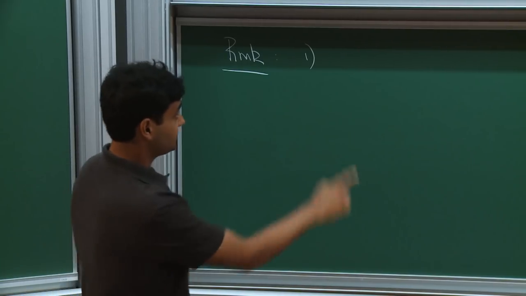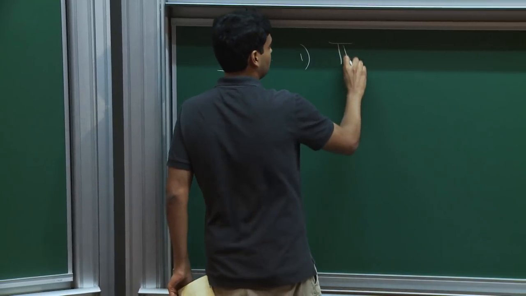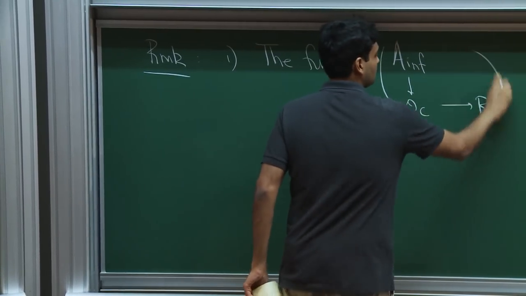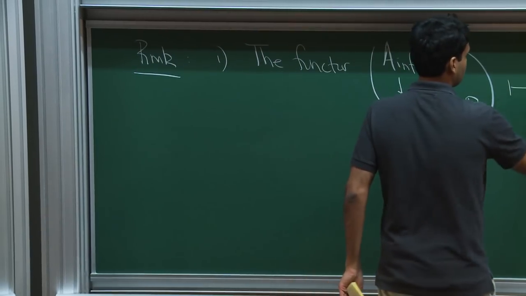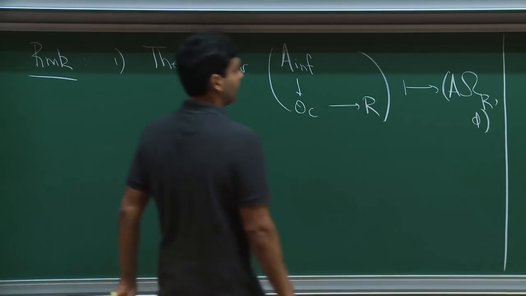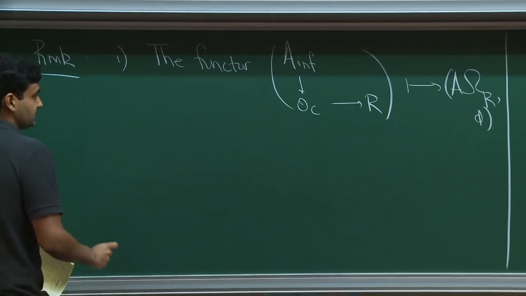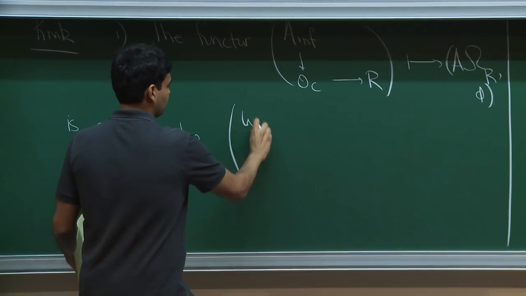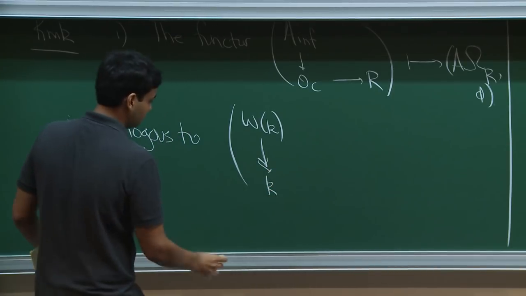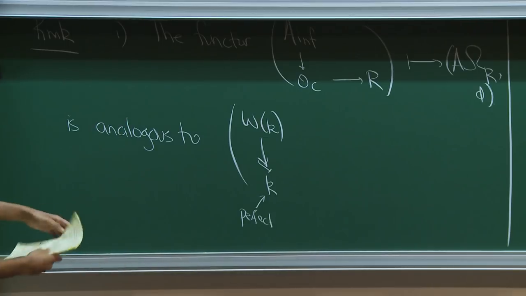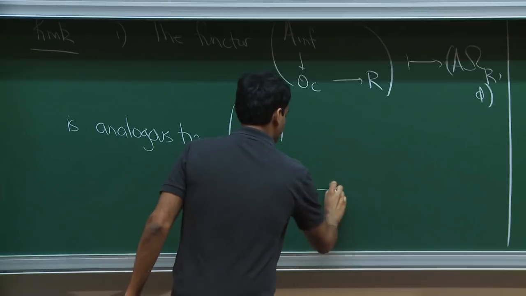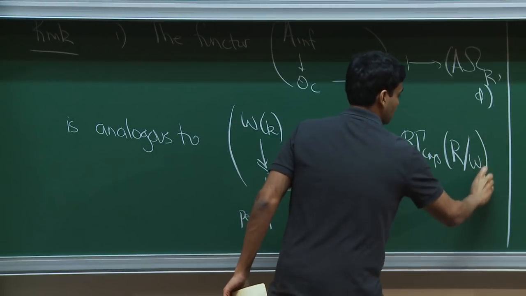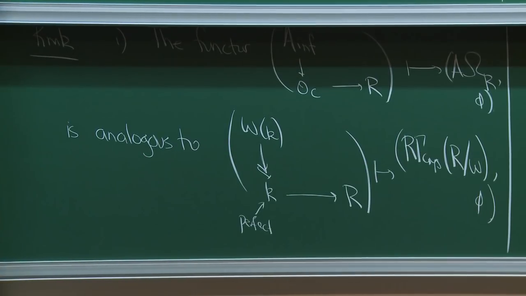So I would like to view this construction as some analog of the construction of crystalline cohomology. So the input data is you have this ring A_inf. It's mapping down to O_C. And you have a smooth algebra R over it. And the output data is this complex AΩ_R with its Frobenius action. And this feels analogous to what you do in crystalline cohomology, which is you start off with a perfect field k of characteristic p, for example. You look at its ring of Witt vectors W, which is a one-parameter deformation of k, just like A_inf was of O_C. You start off with a smooth algebra R over k, and then you think about the crystalline cohomology of R relative to W with its own Frobenius action. And there is a precise sense in which these two are analogous.